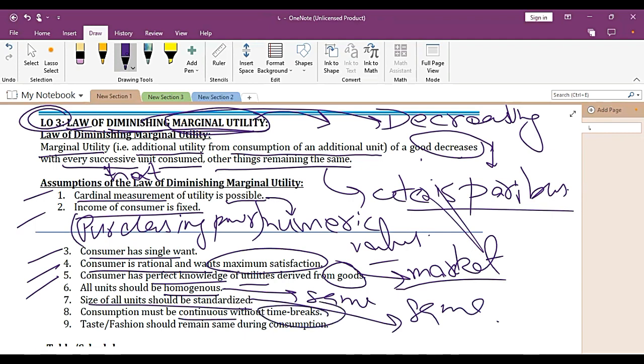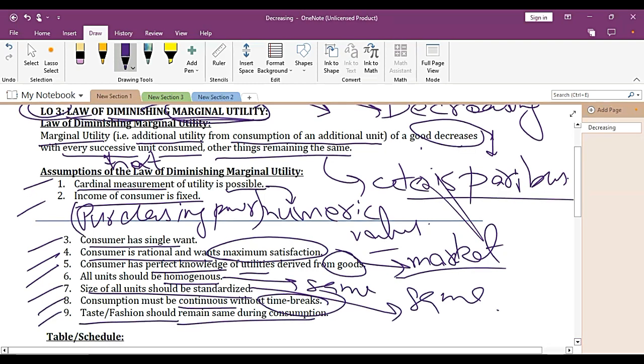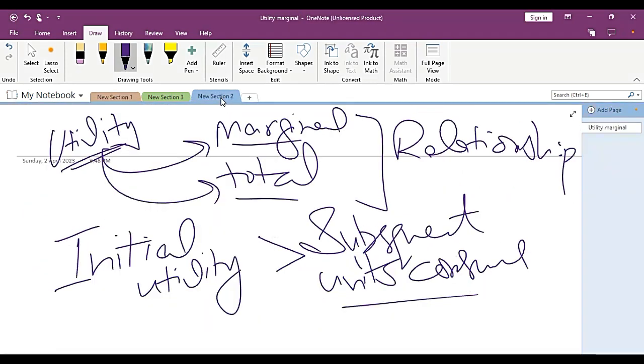Consumption must be continuous without time breaks, means if you are drinking a bottle, you should continuously drink it sip by sip without having some breaks in it. Means consumer flavor or consumer taste should not be changed due to the change in the time intervals. Taste and fashion should remain the same. So these are the 9 assumptions of the law of diminishing marginal utility.